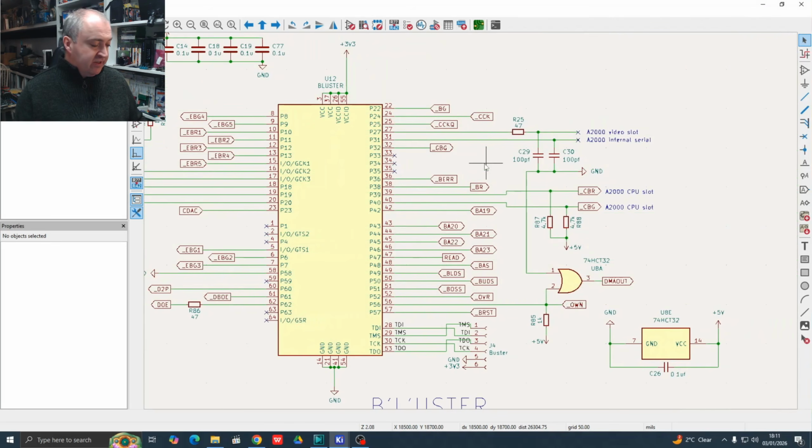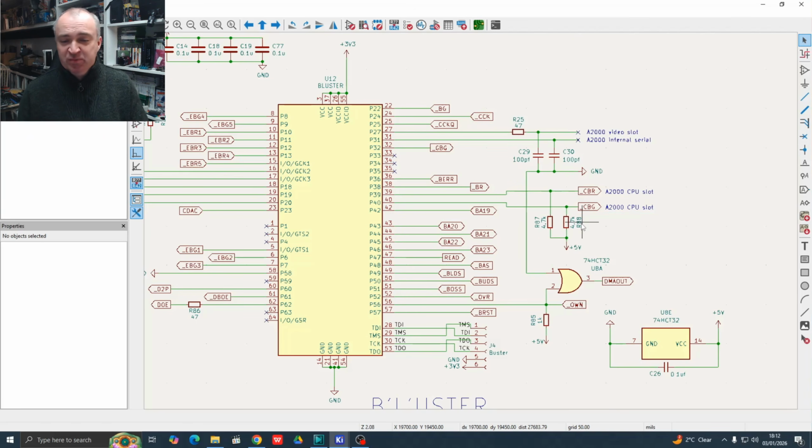It's more or less the same thing for a CPU card in the coprocessor slot, although this time the signals between that slot and Bluster are called CBR and CBG. Coprocessor bus request, coprocessor bus grant. But this is where things get slightly more complicated, and please bear with me here.